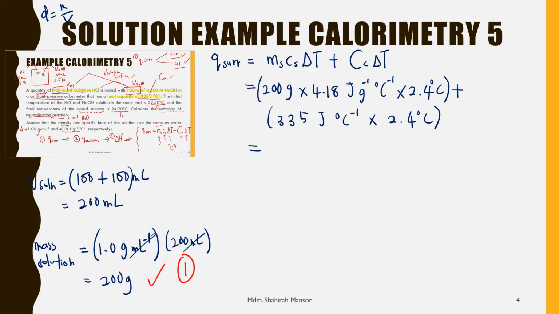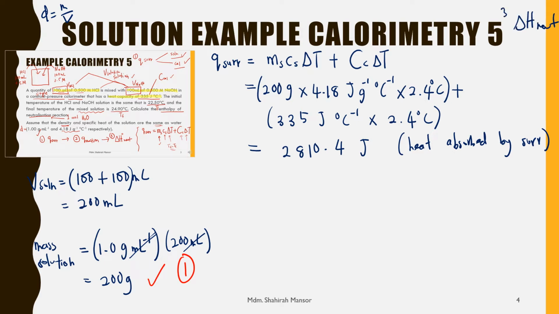So from this, awak akan dapat nilainya adalah 281.04 joule. Okay, tolong kira balik nah. Jangan ambil sebiji-sebiji, okay. Tolong kira, takut saya salah calculate. Okay, so this will be your Q surrounding. Okay, Q surrounding merujuk kepada apa? Kepada heat absorbed by surrounding.